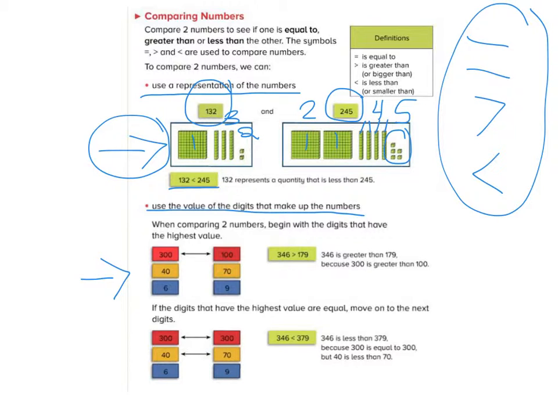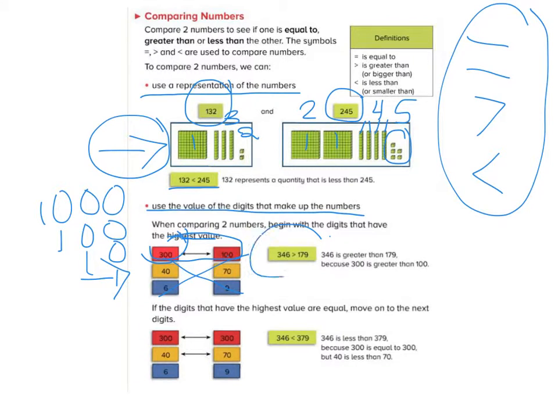Now let's look at using the value of digits that make up the numbers. So when you're comparing two numbers, you begin with the digits that have the highest value, meaning the thousands, then the hundreds, then the tens, and then the units last. So here we are comparing the hundreds, and we can already see at this point that the 300 is greater than the 100. So we know right away, without even looking at the rest of the numbers, that this is larger.